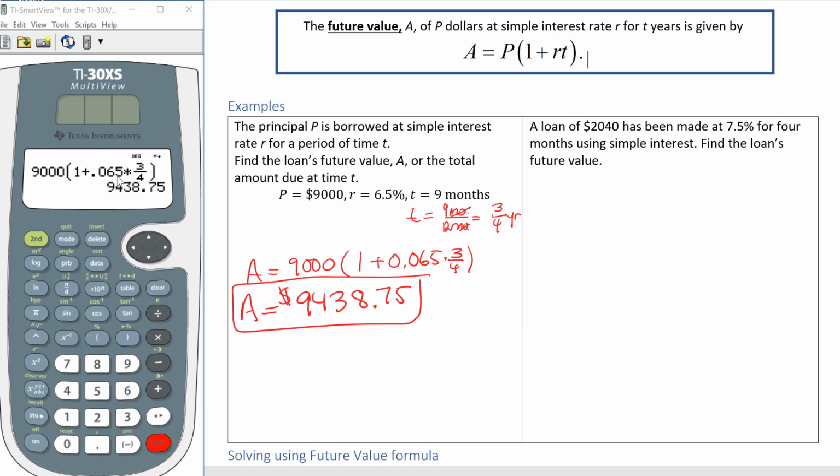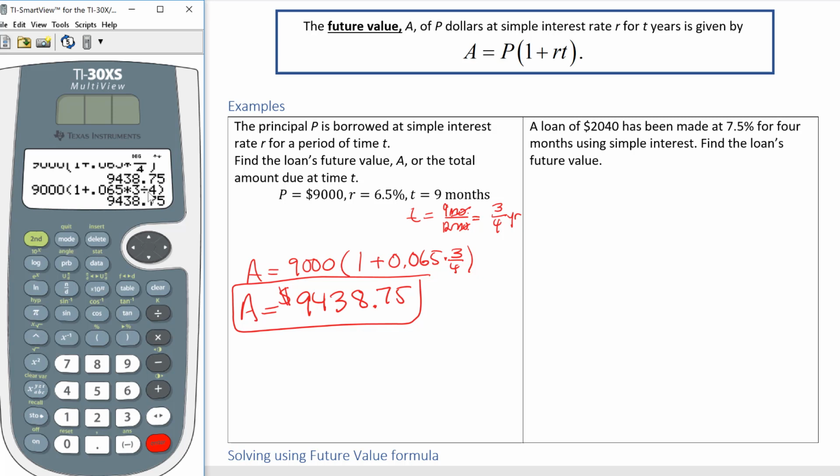Now, if you don't have a fraction button like that n over d button, the way you type it in is 9,000 parentheses 1 plus 0.065 times 3 divide by 4. Because times 3 gets you the numerator, divide by 4 gets you the denominator, and as long as you have a calculator that you can see all of the values in, you can go ahead and hit enter, and it's the same thing.